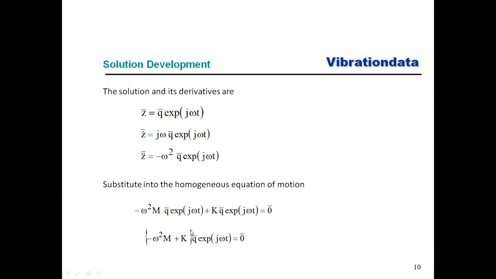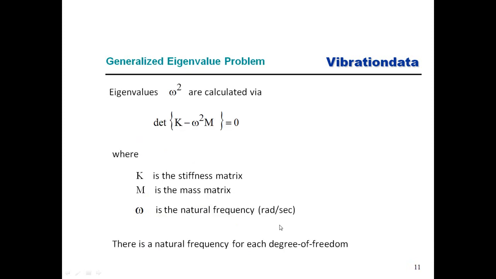And it turns out we can solve this equation if we take the determinant of that term within the brackets. And that is called the generalized eigenvalue problem. Now when I say eigenvalues, they're actually going to be omega squared, where omega is the natural frequency in radians per second. And since for our example we have 2 degrees of freedom, we are going to have 2 eigenvalues and 2 natural frequencies, which means there are 2 eigenvalues that will solve this equation in terms of setting the determinant equal to 0.